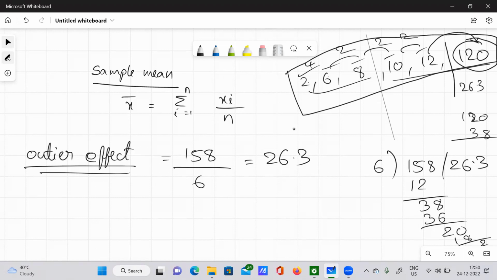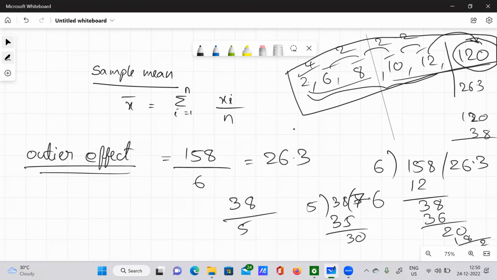So for example, if we eliminate this 120 and calculate the rest of the procedure, what happens? We will get the sum of all these data points as 38. So 38 divided by 1, 2, 3, 4, 5. What happens? 5 sevens are 35. That gives 7.6. That means there lies our mean, 7.6. This would be the perfect value for the mean.